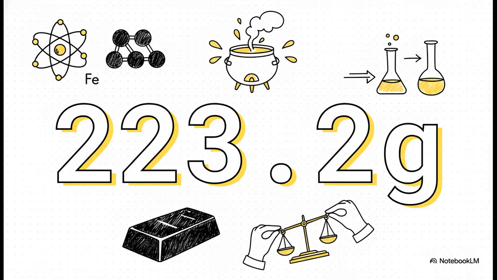If we look back at our balanced equation, 2Fe2O3 plus 3C goes to 4Fe plus 3CO2. You see that number 4 in front of the Fe? That coefficient tells us we produce 4 moles of pure iron.